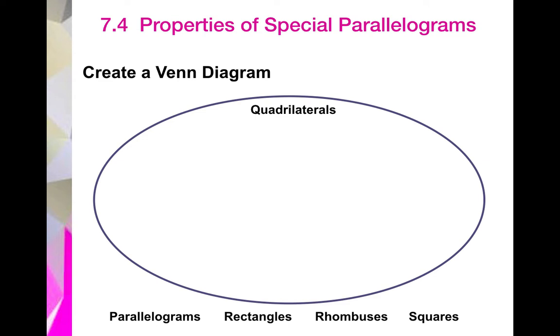What I'd like you to do is create a Venn diagram of the four words at the bottom. Parallelograms are the general case, and then there are specific kinds of parallelograms: rectangles, rhombuses, and squares. Create a Venn diagram showing how they are connected. Pause right now, and then we'll rejoin in a moment.